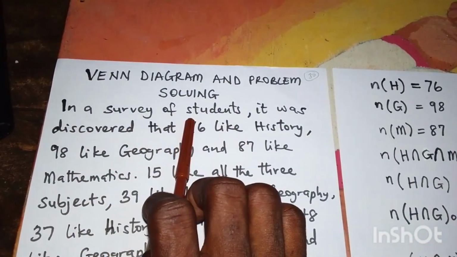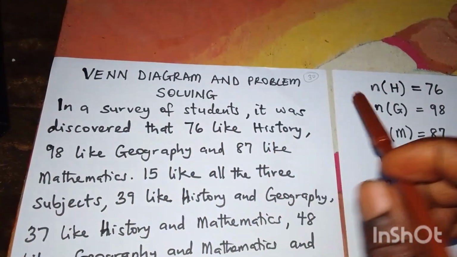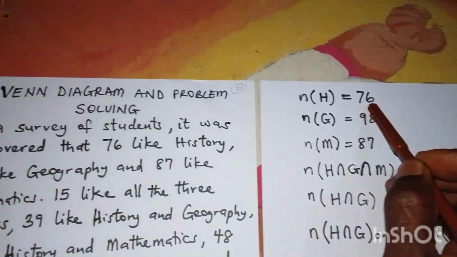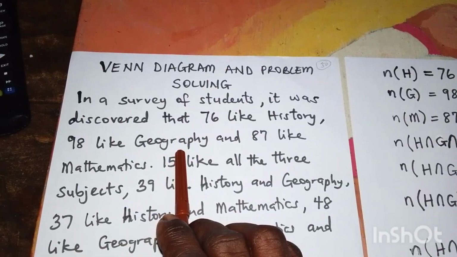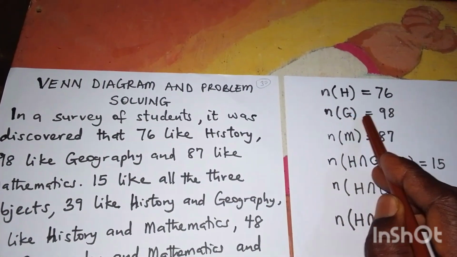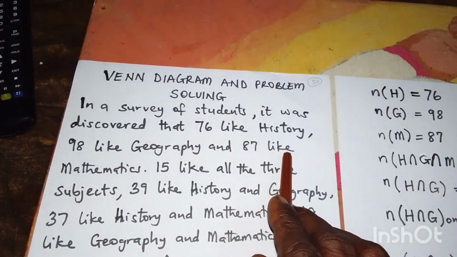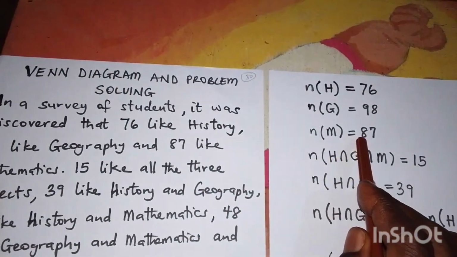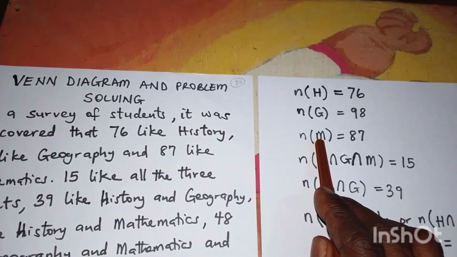In a survey of students, it was discovered that 76 like history. So the number of students that like history, we have 76. 98 like geography. Number of students liking geography, I'm using G for geography, we have 98. And 87 like mathematics. Number of students that like mathematics, we are having 87. I'm using M to represent mathematics.